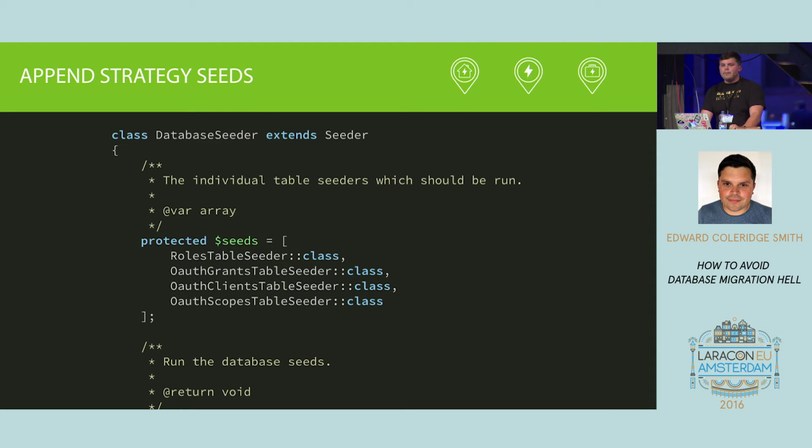So in contrast, if we have an append strategy seeder, we don't need to worry about any truncation or anything like that, because it's going to manage that itself. It's going to look for data that's already in the database and delete it or add to it if it needs to. So in this case, we just have an array which contains the names of all the seeders that need to be called by it.